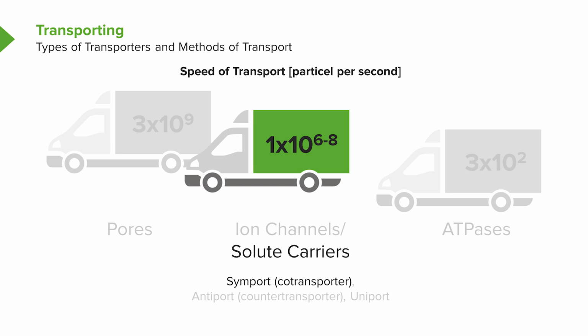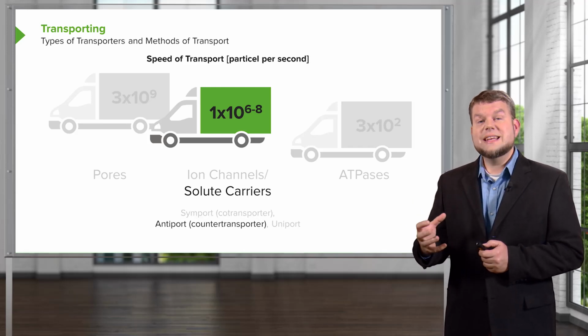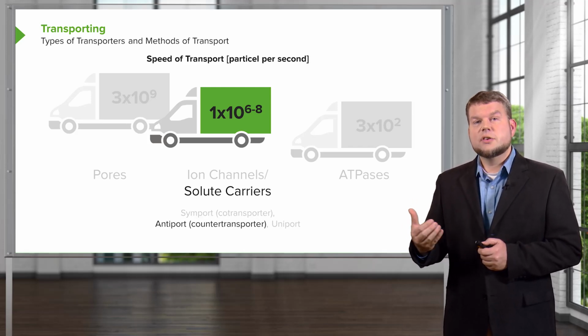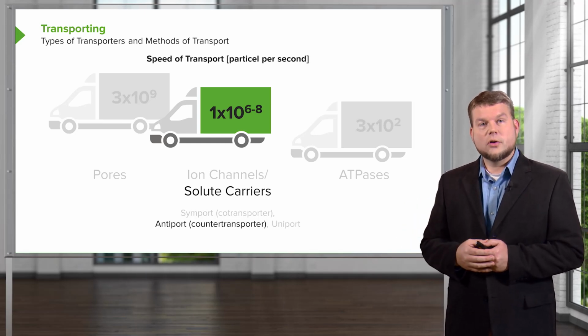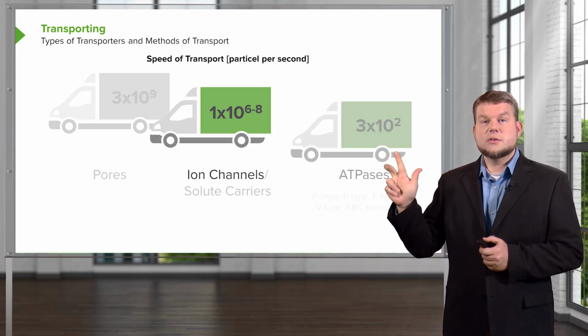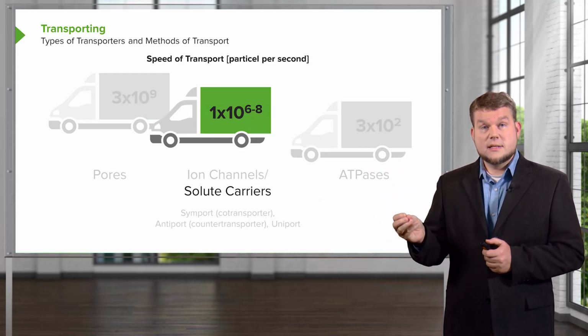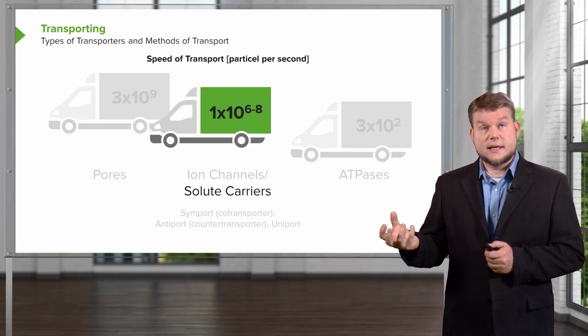And they can be symporters, meaning that 2 things are going in the same direction. They can be exchangers, in which one thing goes in one direction and something goes in the opposite direction. Or they can be uniports and only go in one direction with one molecule. The symporters and antiporters usually need some sort of gradient to drive that transport. So again, we have 4 different measures of transport: pores, ion channels, ATPases, and solute carriers. All of them have different speeds, and they have various amounts of selectivity.